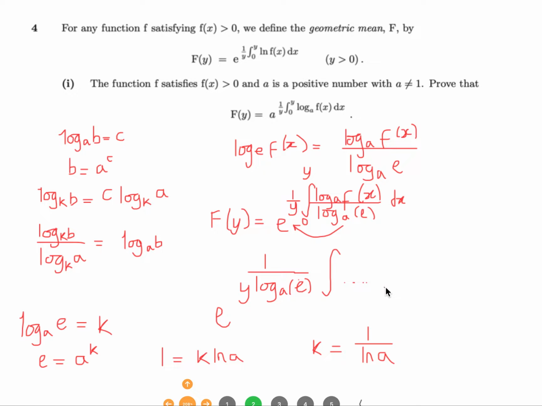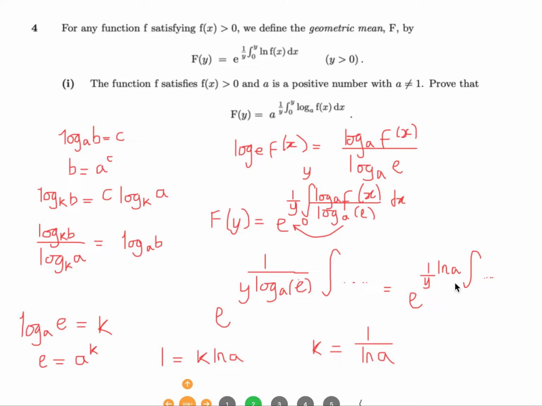So actually what this ends up being is e to the 1 over y, and then log base a of e is 1 over ln of a, so it's going to be ln of a times this integral that we've got here.